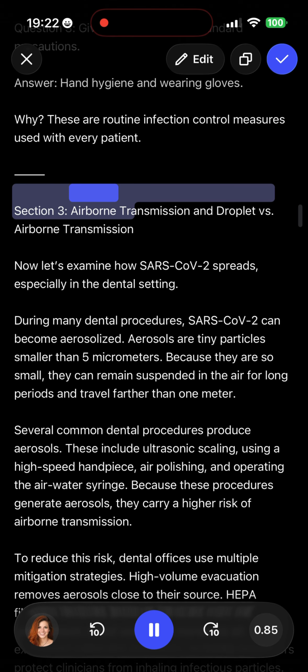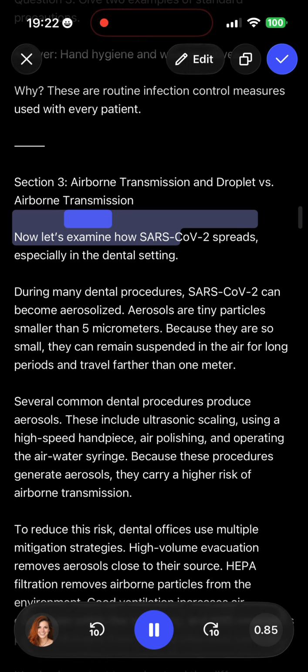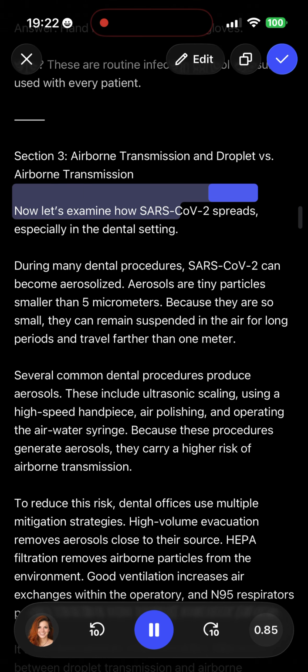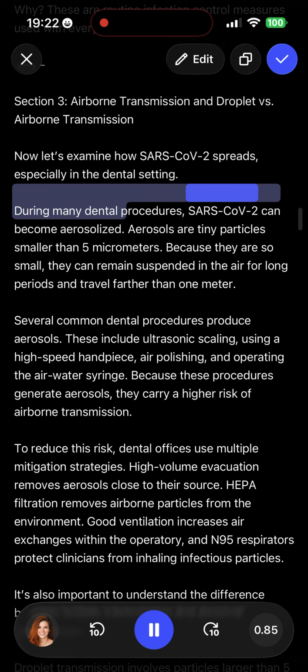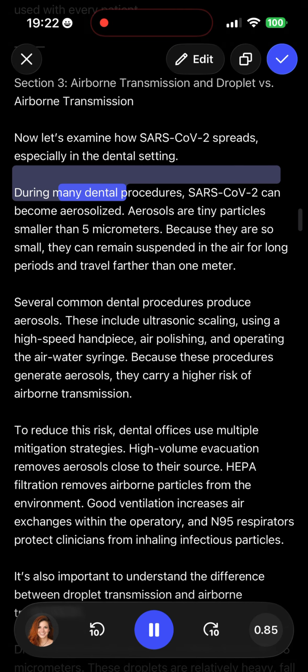Section 3. Airborne transmission and droplet versus airborne transmission. Now let's examine how SARS-CoV-2 spreads, especially in the dental setting. During many dental procedures, SARS-CoV-2 can become aerosolized.